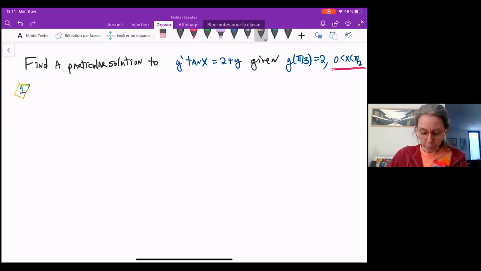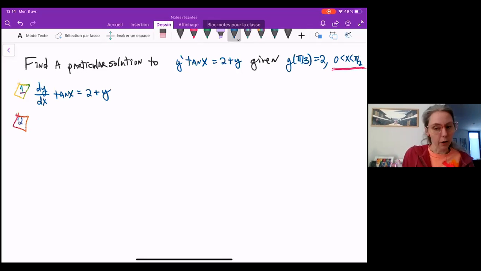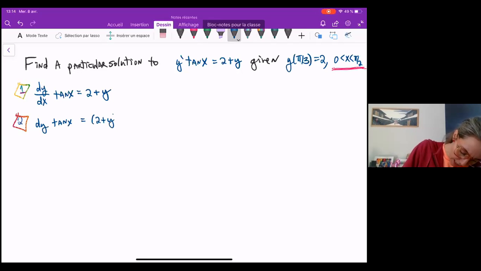So step 1, we rewrite y prime as dy dx. So dy dx tangent x is equal to 2 plus y. Step 2, we separate our variables. And a great way to start separating variables, that dy dx is alone on the side without a plus or minus. It's just being multiplied by things. So I'm going to immediately multiply that dx over, so I have a clear dy side and a clear dx side. So I have dy tangent x is equal to 2 plus y dx.